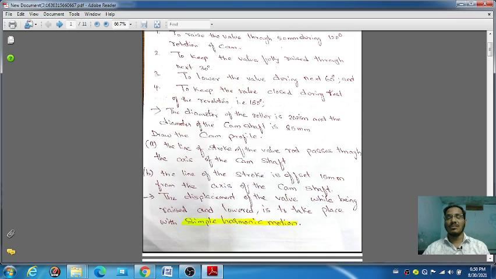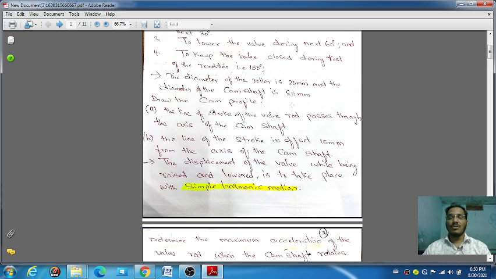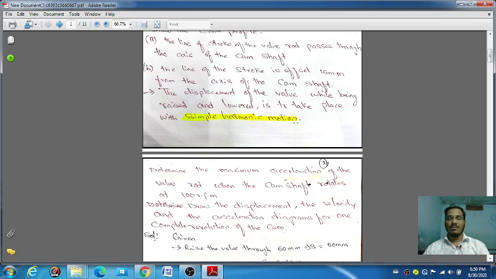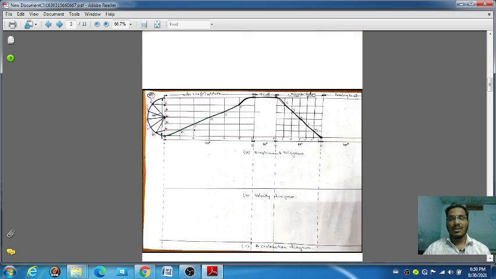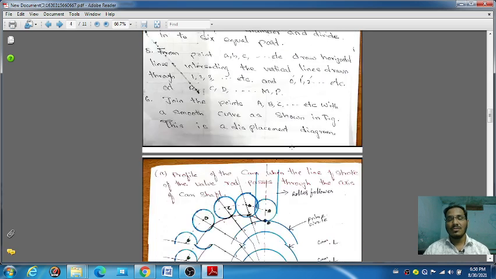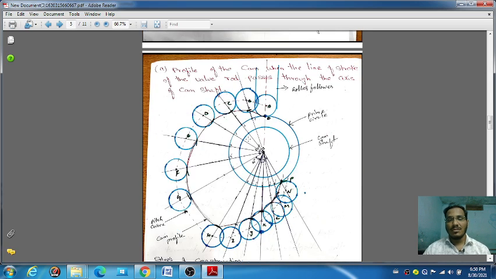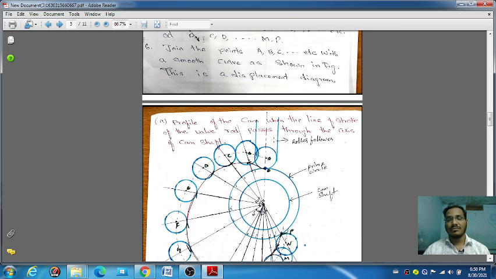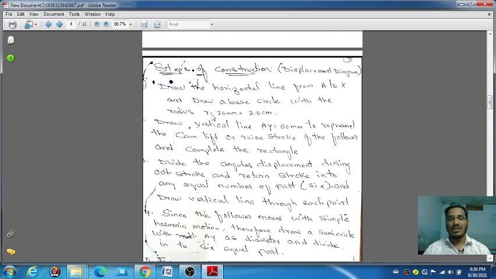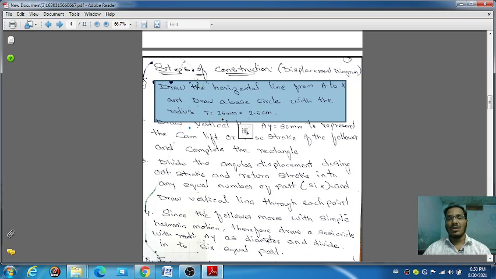Not conversion. We have to take the value in terms of centimeter. So here I am taking the value. Okay, this circle, you can see here. First draw the horizontal line from A to X and draw the base circle with radius 25 mm, meaning the diameter is given 25 or radius is given 25 mm.